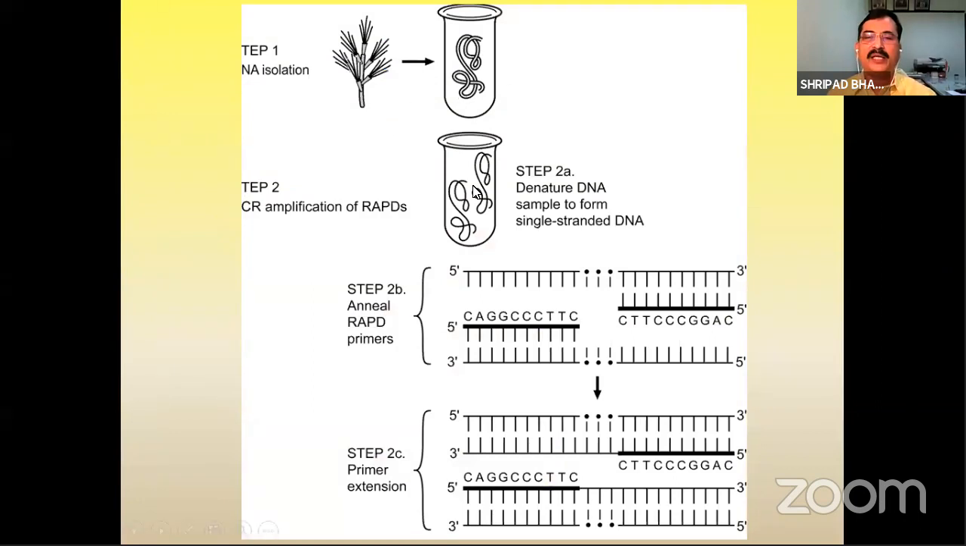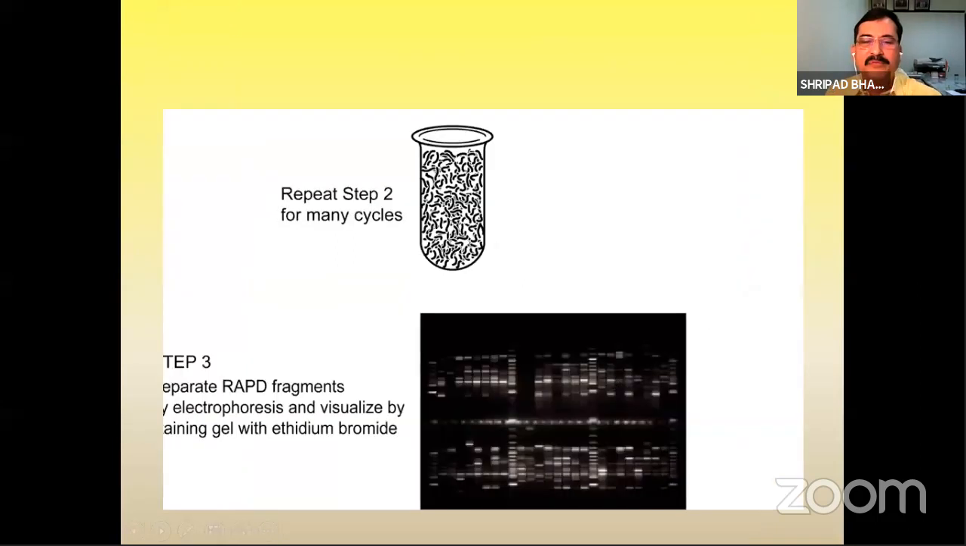So same is the case. You extract the DNA, then you amplify with PCR. The same principle will be used here. Finally, you will run them in agarose gel, and you can visualize them with ethidium bromide. Also remember, ethidium bromide is carcinogenic. You should be very careful while dealing with those gels.